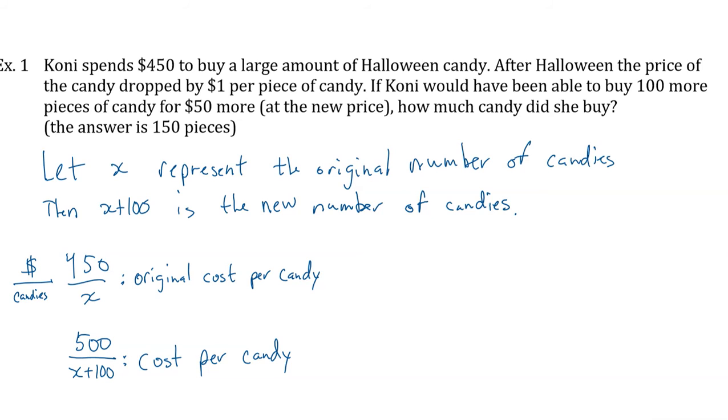Well, she's buying 100 more pieces of candy, and she's paying $50 more for it. Yep. But what's the price relationship? Dropping. There you go. So the price per piece dropped by $1. So the relationship between these two things is one of them is $1 less than the other? Is that right?